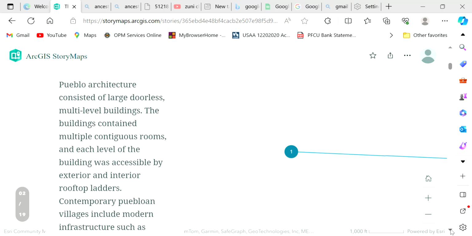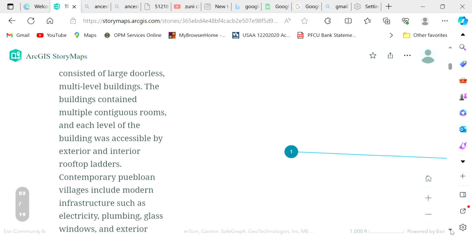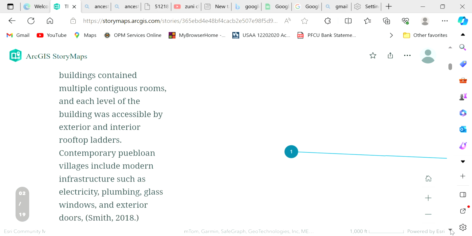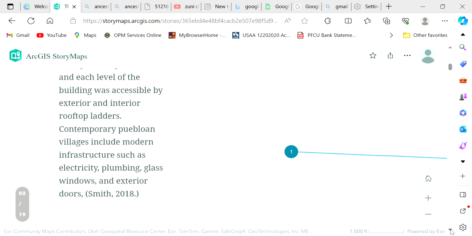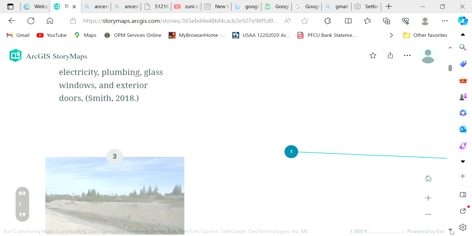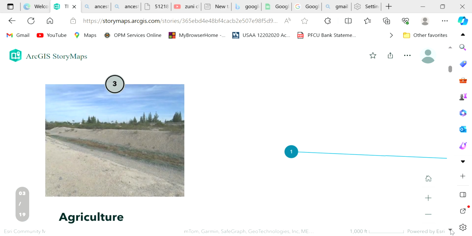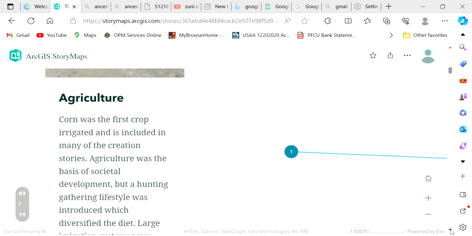Architecture. Pueblo architecture consists of large, doorless, multi-level buildings. The buildings contain multiple contiguous rooms, and each level of the building was accessible by exterior and interior rooftop ladders. Contemporary Puebloan villages include modern infrastructure such as electricity, plumbing, glass windows, and exterior doors. Keep this picture in mind as I present this next section.